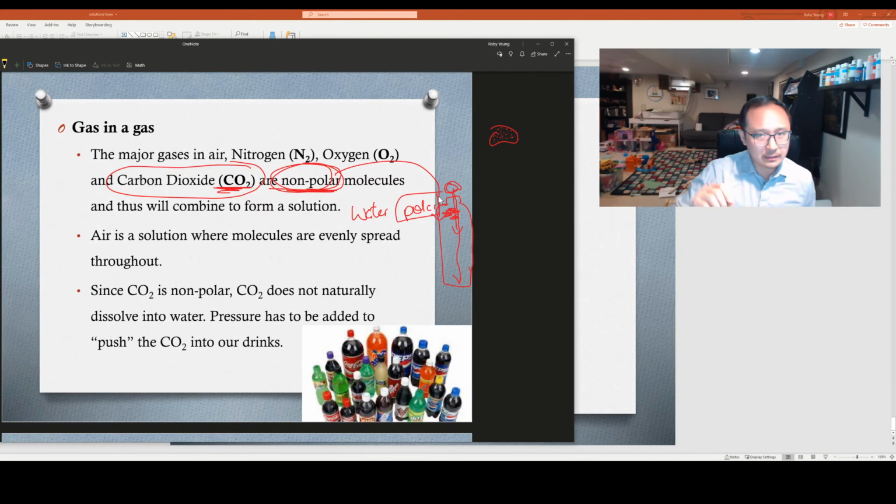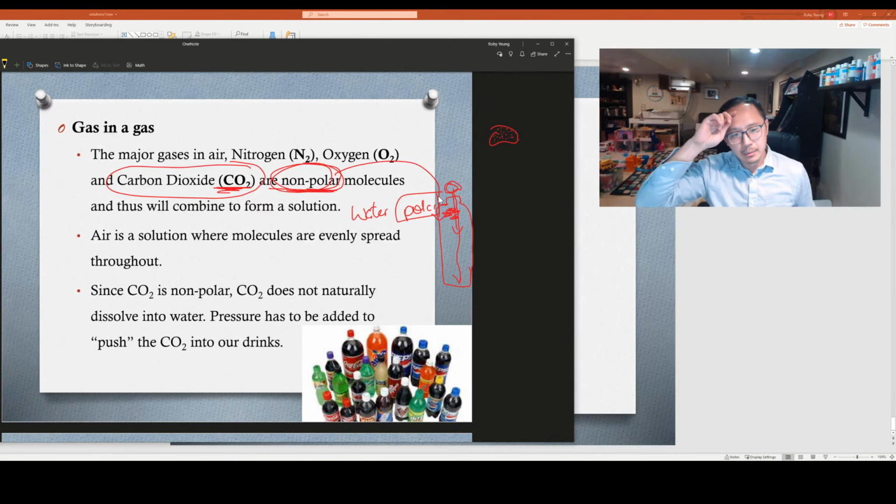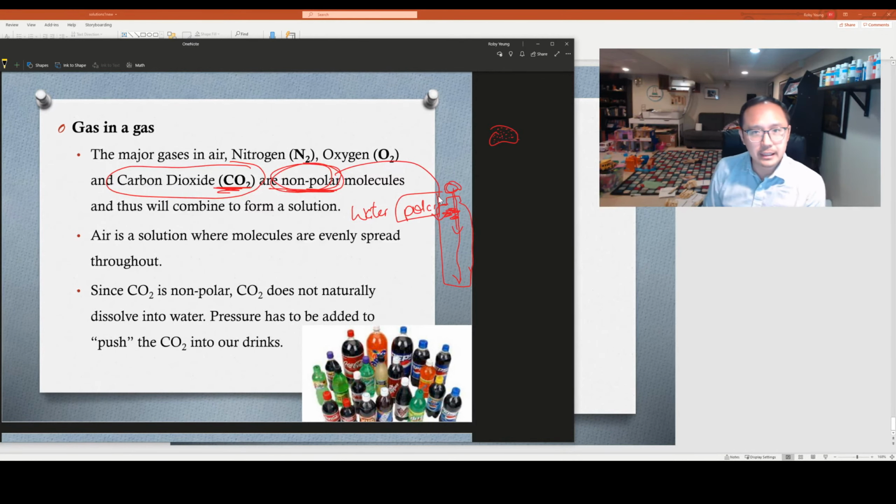And if you extrapolate that idea, think about our oceans as well, right? Some of the gases will not go into the water because they don't dissolve that naturally. So it does require some atmospheric pressure to allow that molecule to dissolve into the water. So that's gases going into a liquid.